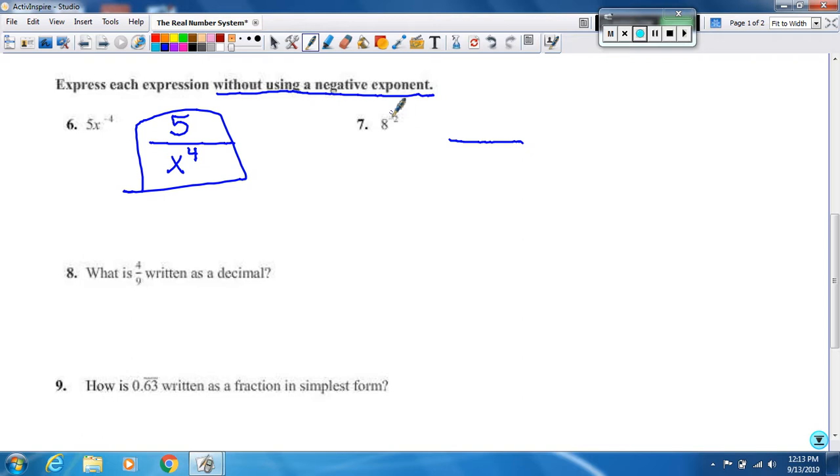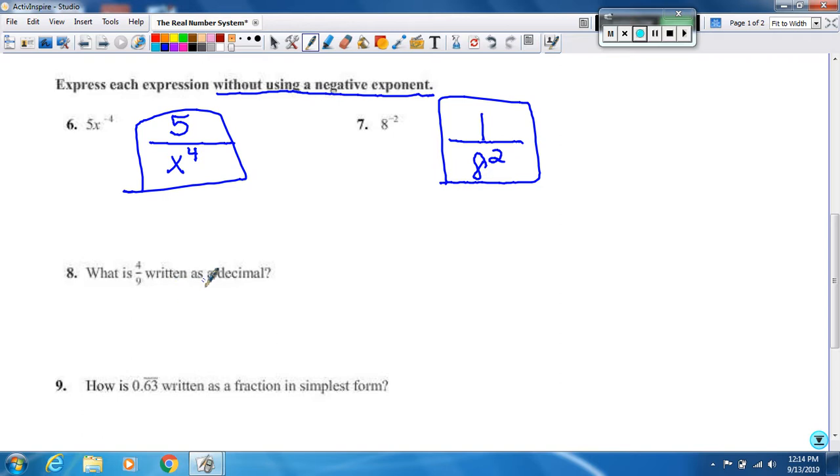This one, the 8 has a -2 as an exponent, so you move it to the bottom. That takes the negative away, but you cannot leave a fraction without something in the numerator, so you have to put a 1. And it didn't say evaluate, so that could be considered 1 over 64. But since it didn't say evaluate, you don't have to do that part.